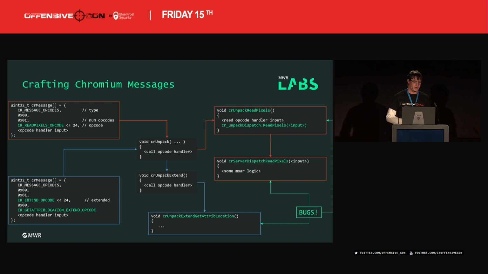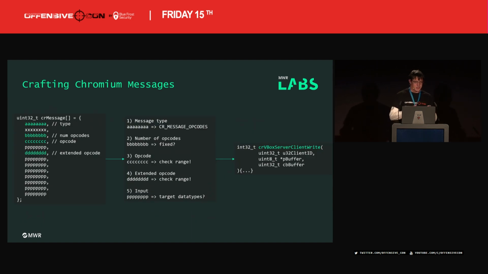Now, looking at what a Chromium message looks like and how to craft these, on the left you'll see two Chromium messages. One of the biggest things in this message is the message type, CR message opcodes. This prompts Chromium to execute an opcode handler. So you specify opcodes in this message, and there's a one-to-one relationship between opcodes and opcode handlers. CR unpack or CR unpack extend will receive these opcodes and call the appropriate opcode handler, which will read some input from our Chromium message and pass that on to the relevant dispatch method. All of the bugs associated with Chromium are usually within these opcode handlers or within these dispatch methods.